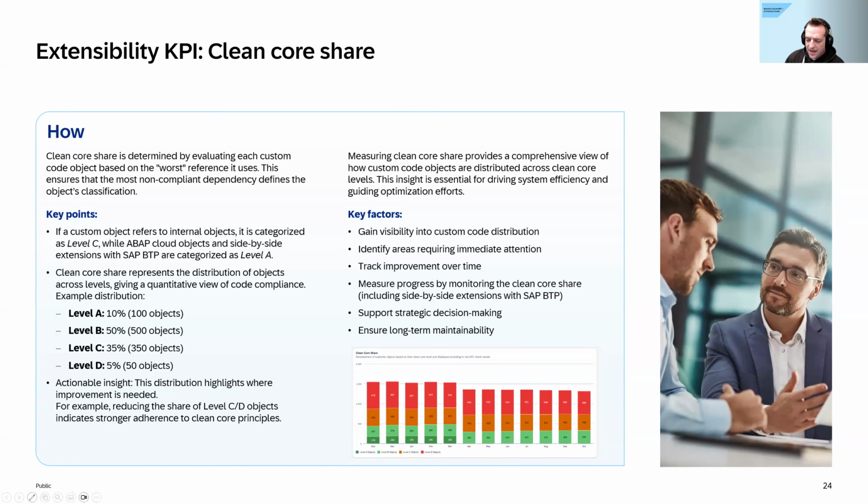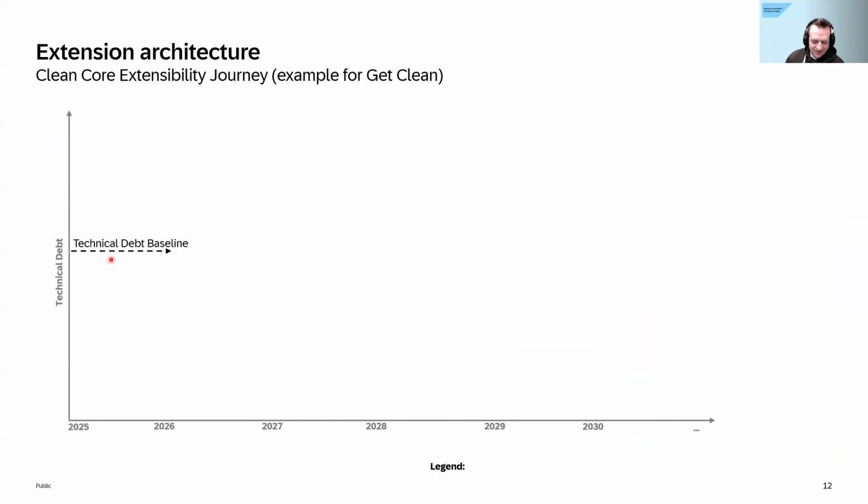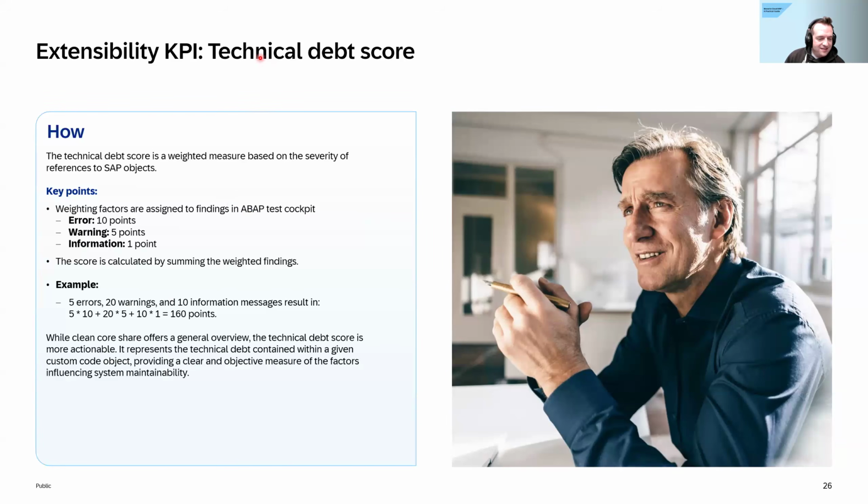I still see the most important KPI in the area of clean core, and that's why it was mentioned in the slide that I shared at the beginning here. It's the technical debt. What is it? We would say the technical debt score. It's like taking all of your findings in ABAP test cockpit and then creating a virtual sum out of that.